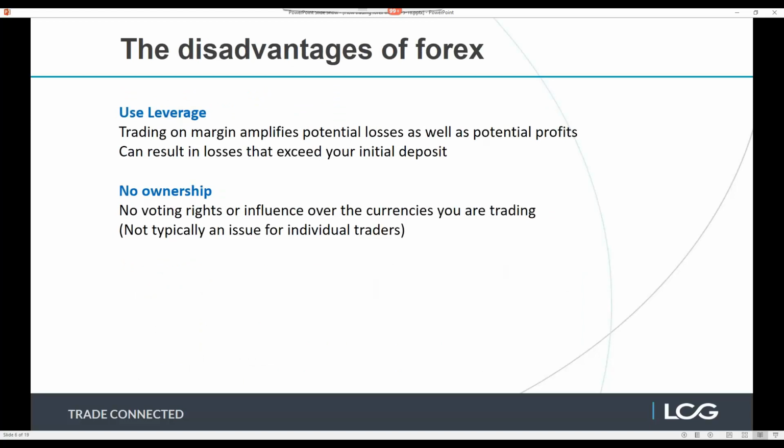Now, just a couple of disadvantages to mention about Forex. This list is by no means exhaustive, but it's what comes to mind. The use of leverage amplifies losses as well as potential profits. Obviously if you're placing a large trade with a smaller amount of money in your account, then as a percentage of your account, those losses will be exaggerated. And so it can result in a situation where the losses exceed your initial deposit. Now, LCG does have various protections in place to try and avoid that happening, so it's rare, but you've got to be aware it's possible. You've got to be aware of the risks.